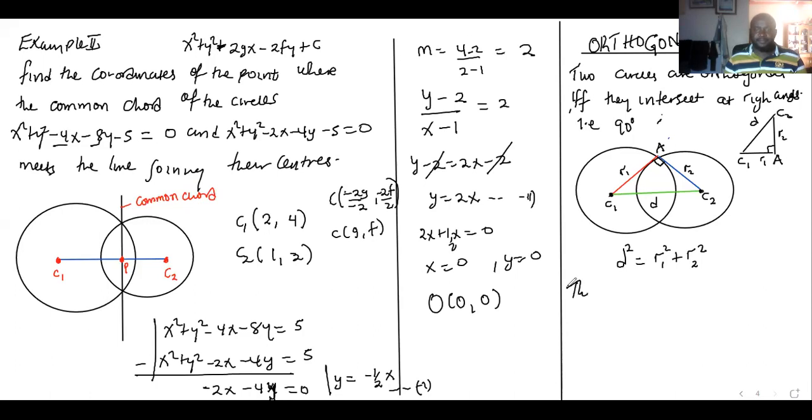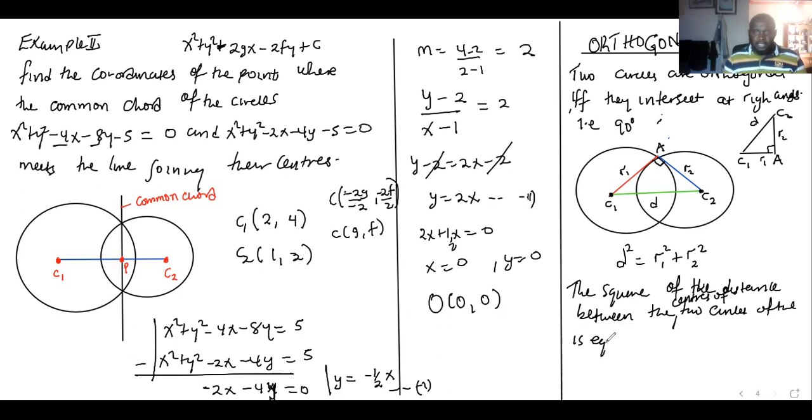The square of the distance between the two centers of the circles is equal to the sum of the squares of their radii. Okay.